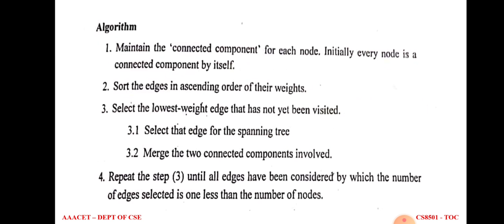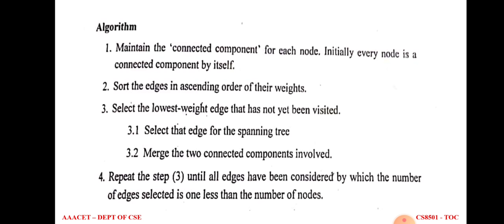So there is an algorithm for minimum weight spanning tree to find the optimal solution. In the first step, we have to maintain the connected component for each node. In the second step, we have to sort the edges of the graph in ascending order of their weight, because each and every edge has some weight as an integer value. So in the second step, we have to arrange all the edge weights in ascending order.